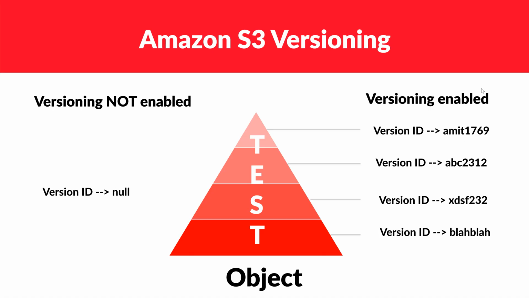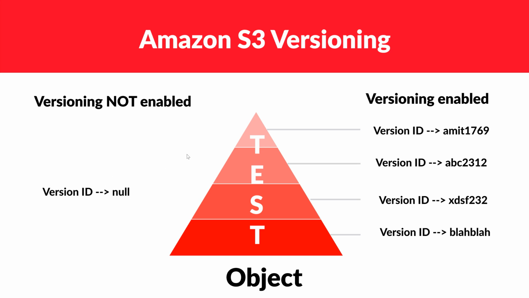All right, let's understand the concept of Amazon S3 versioning. There are basically two types. One is versioning not enabled, which is the default. And another is versioning enabled. I've taken the example of one file, the test object. If we are not enabling versioning in S3, then any object will have the version ID null.